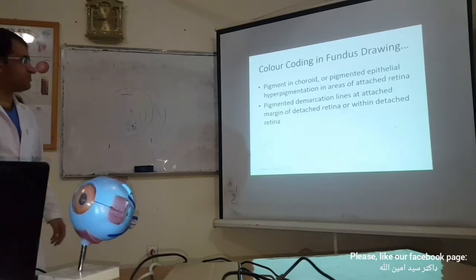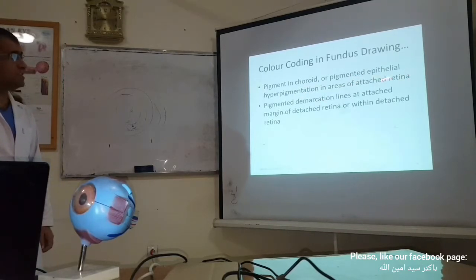I will also show you the pictures. And also pigment in choroid, pigment epithelial hyperpigmentation in areas of attached retina, they are in black. And pigment demarcation in lines at attached margin of detached retina, and sometimes the detached retina has also a margin. And the pigmented demarcations there should be in black color.